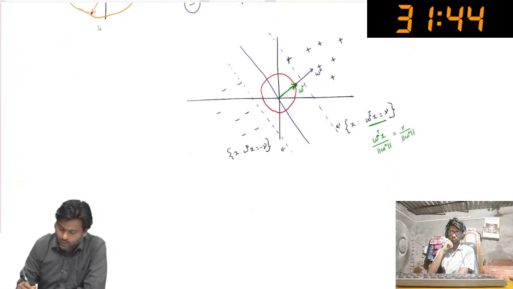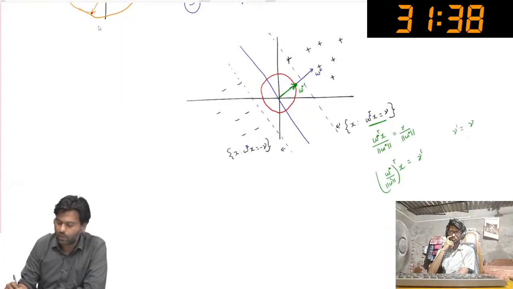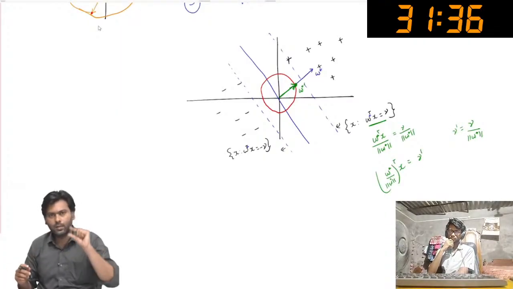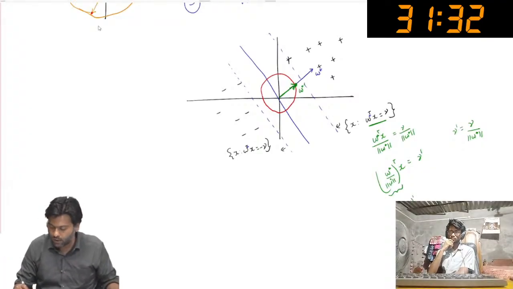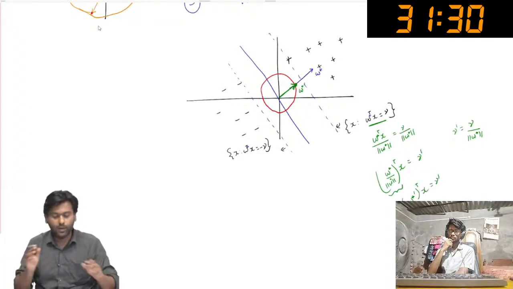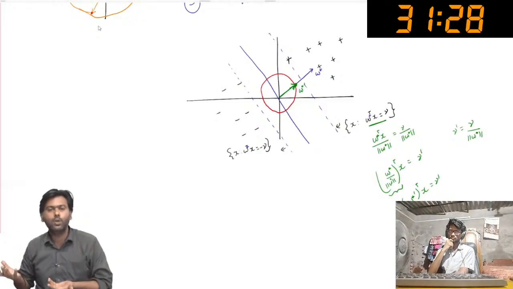But then what I can now do is, it's the same line, but now I can write this as w star by norm w star transpose x equal to gamma dash, where gamma dash is gamma by norm w star. So basically the gamma is rescaled. I got a new gamma dash, and now if I rename w star by norm w star as w star dash, this transpose x equals gamma dash. Remember, it's the same line. I'm not changing the line. I'm changing the equation of the line by scaling on both sides.